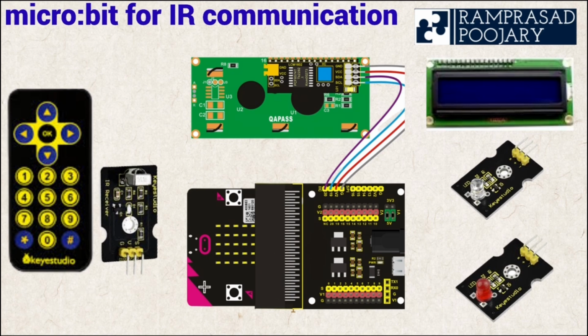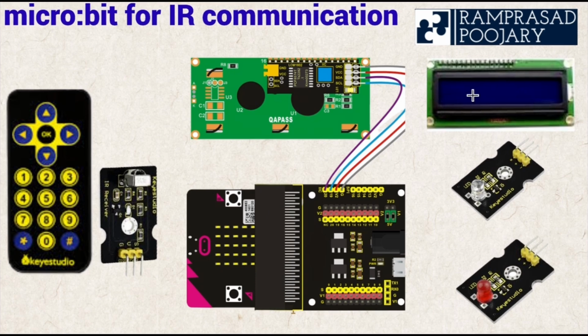I'm going to use the micro:bit version 2 board, and that is connected to the Keyestudio micro:bit shield. These are the output devices. I have a 1602 LCD panel with an I2C module fitted onto it, and the two LED modules.